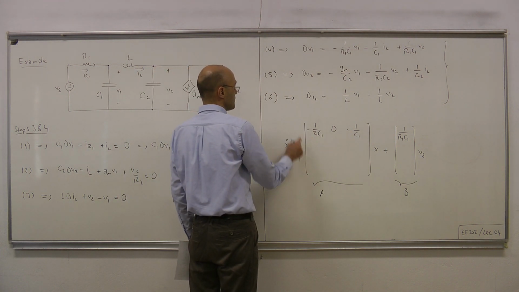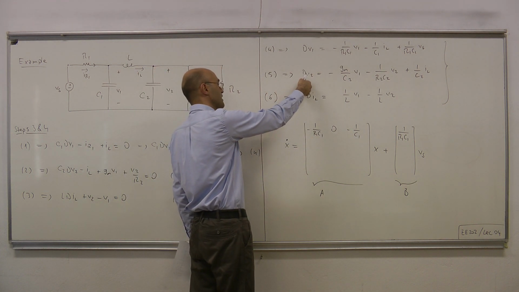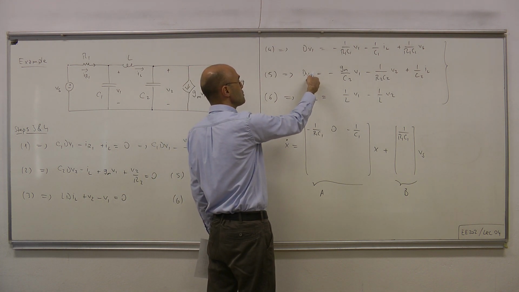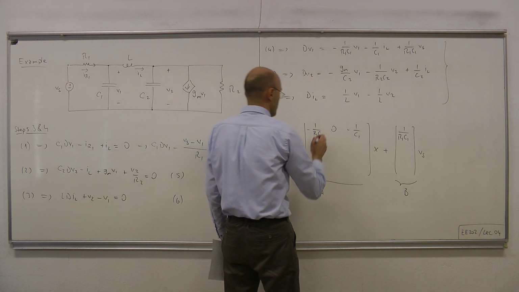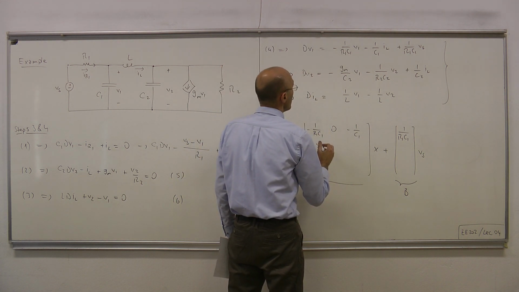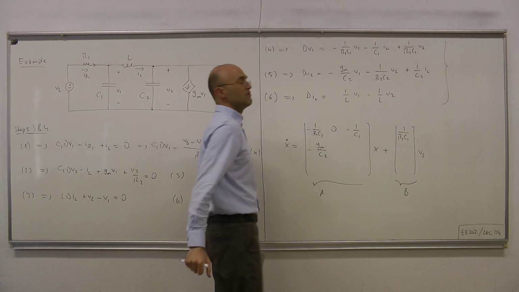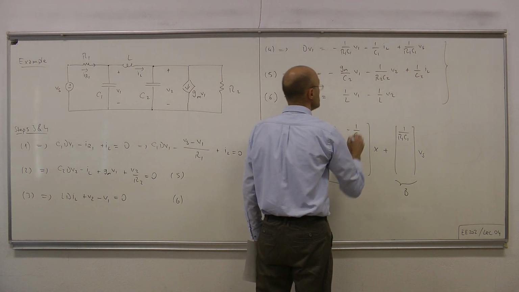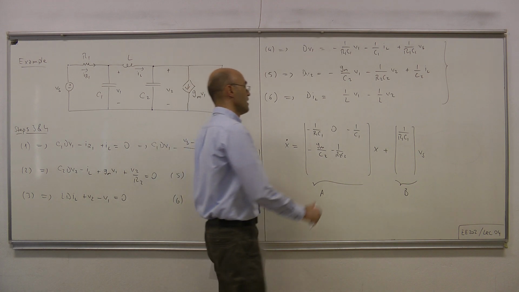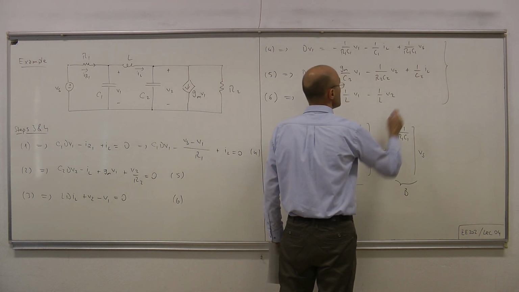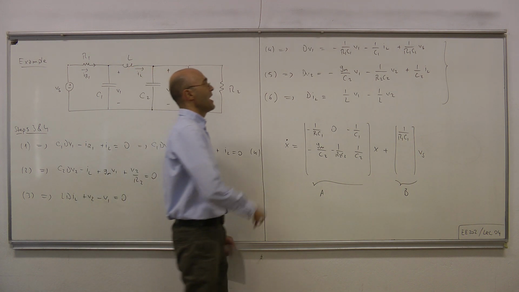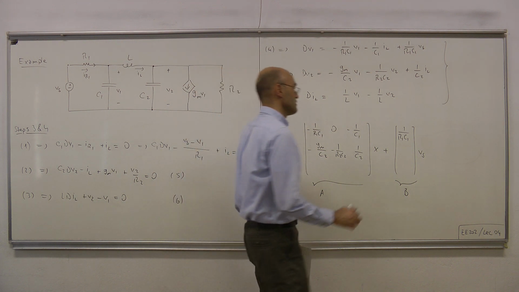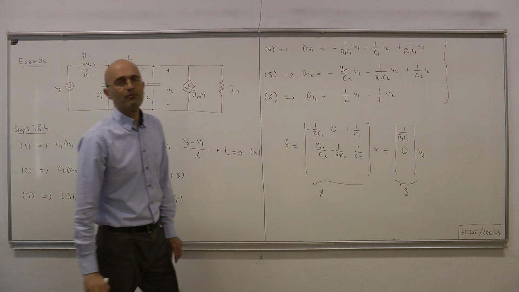Then we look at the second equation, or the equation number 5, right? Second equation for the second row. Second state variable was V2, so we're talking about V2 dot. V2 dot equals minus Gm over C2 times V1, and minus 1 over R2 C2 times V2, plus 1 over C2 times IL, and plus 0 times Vs, because Vs doesn't appear in the equation, so that means we have to put a 0 for that entry.